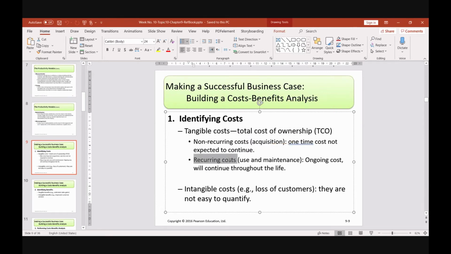But recurring cost is that which continues, like use and maintenance. For example, for your car, you need to change the oil after every 5,000 or 10,000 kilometers. So this is a continuing, recurring cost. And for the software, you need to purchase the license, you need to renew the license, and maybe you need maintenance for that. This is also a recurring, ongoing cost that will continue throughout the life. Is that clear, guys? Both these costs lie under tangible cost.